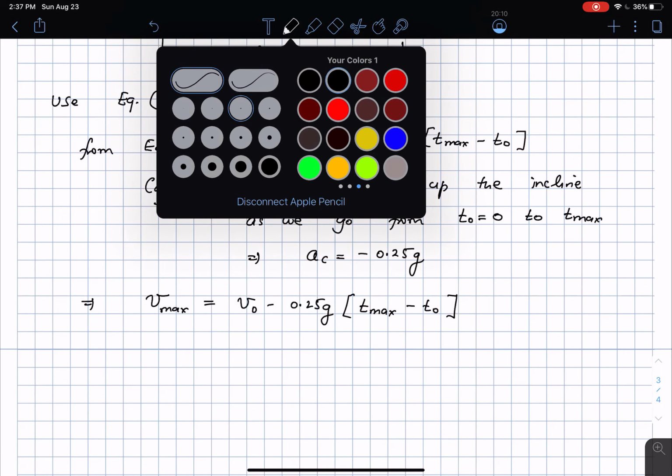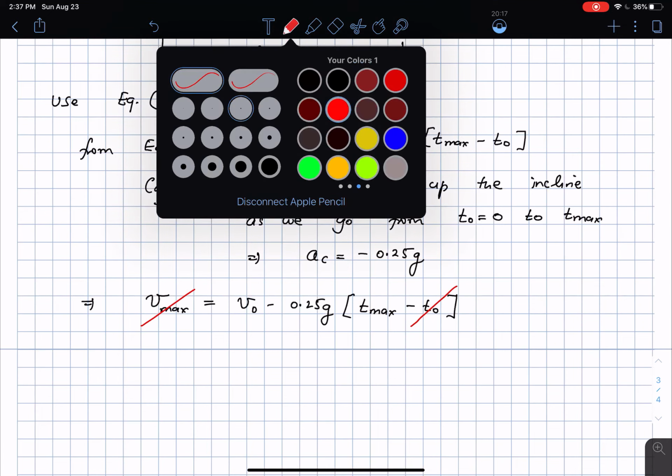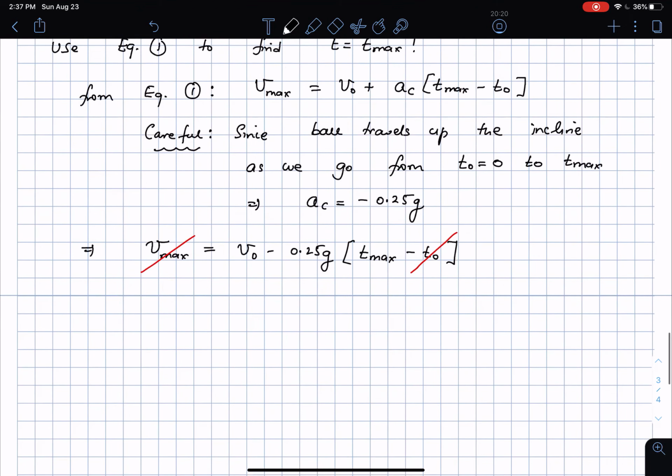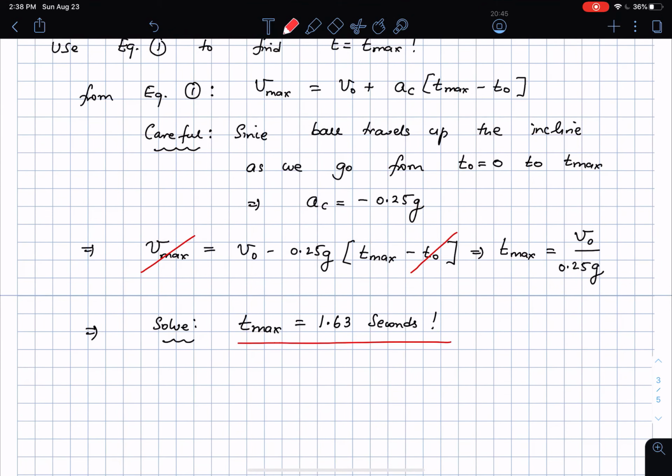And I know a couple of things: the maximum velocity is going to be 0, and the time T naught is going to be 0, which means that I can solve for T max. T max is V naught divided by 0.25 g, which upon solving ends up being 1.63 seconds. So this is the first piece of good news in this problem.